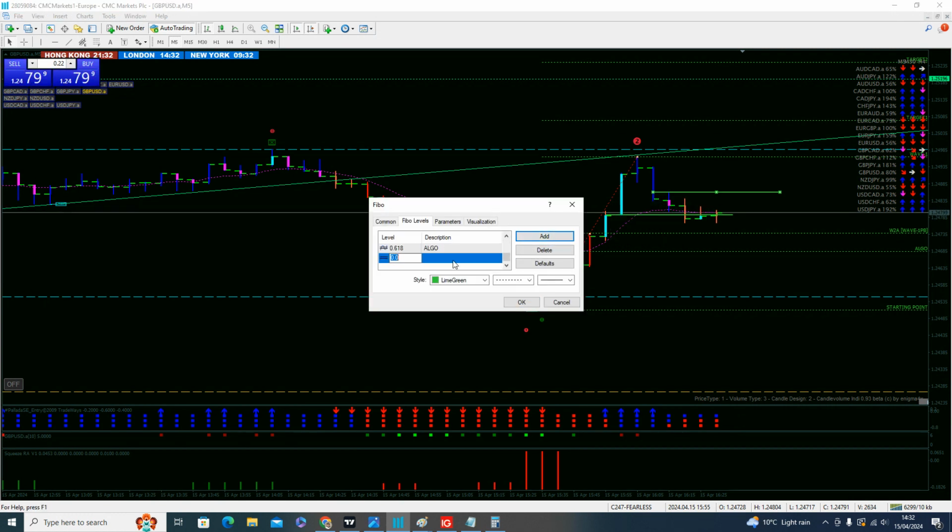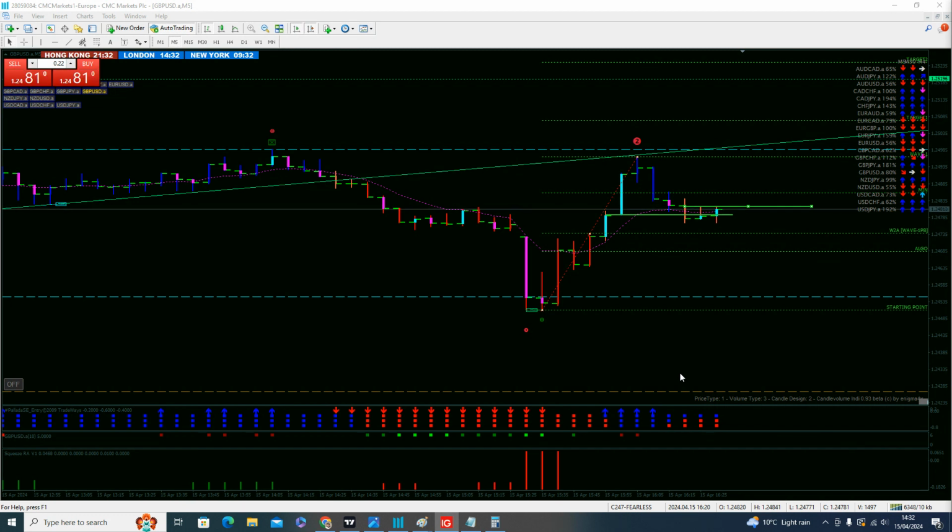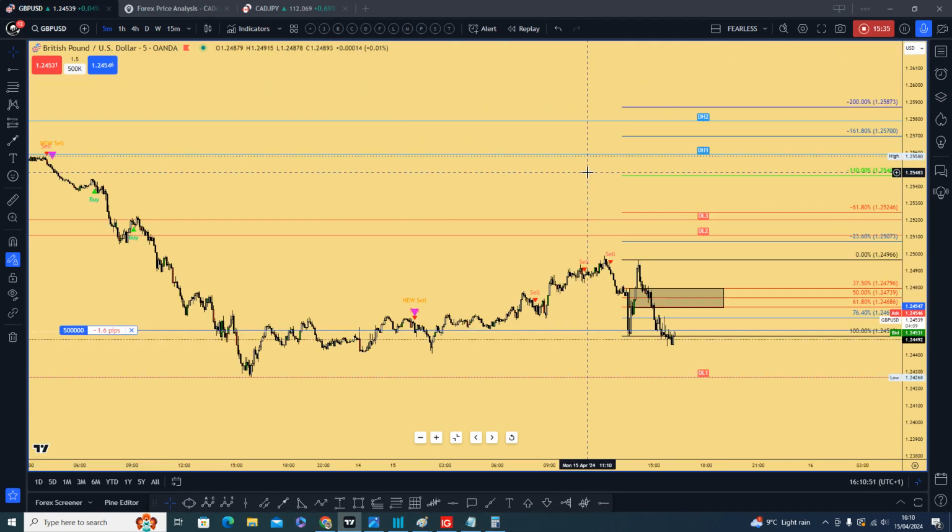You can add the 0.6. You can see that. So if we have a close above here or here, the buy is valid, so I'll put it here. Okay, we've taken the buy.